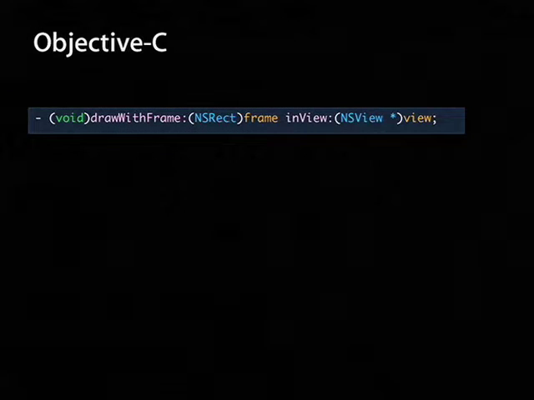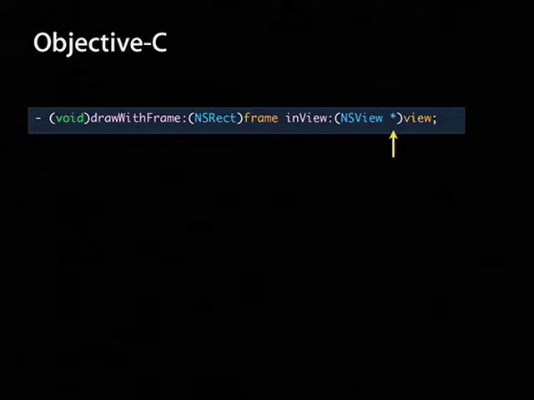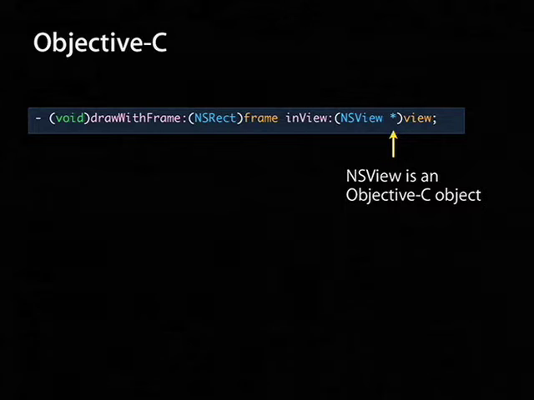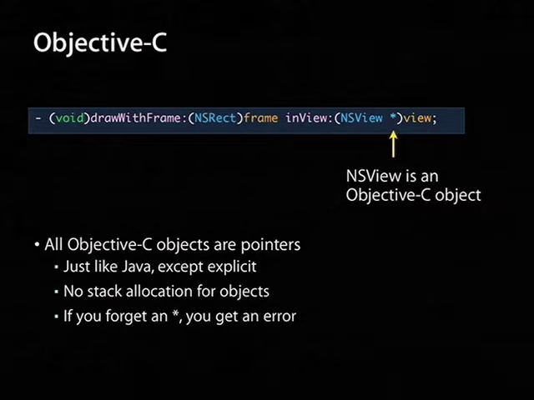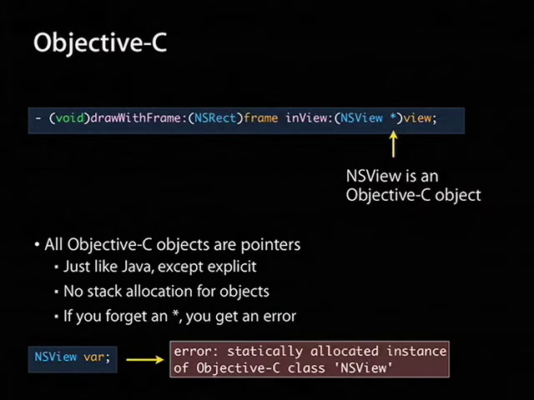So you'll notice that the NSView has an asterisk next to it. And this means it's an Objective-C object. But just like it means in C, it means it's also a pointer. In fact, all Objective-C objects are pointers. And this is, of course, true in a language like Java as well, except it's explicit in Objective-C, and it's hidden in Java. And there's no stack allocation in Objective-C like you can do in C++, for example. In fact, if you try to allocate on the stack, you get an error message. Here we have statically allocated instance of Objective-C class NSView. You forgot the asterisk.